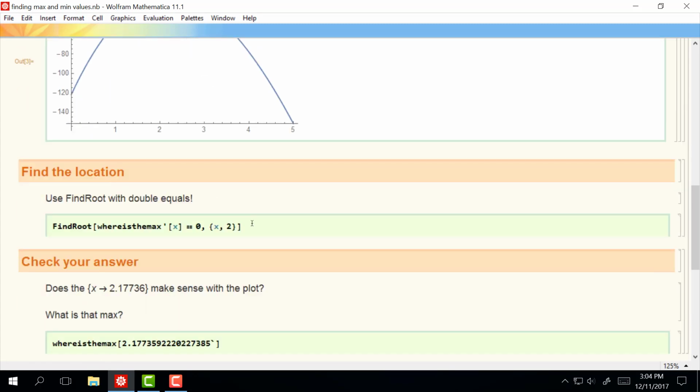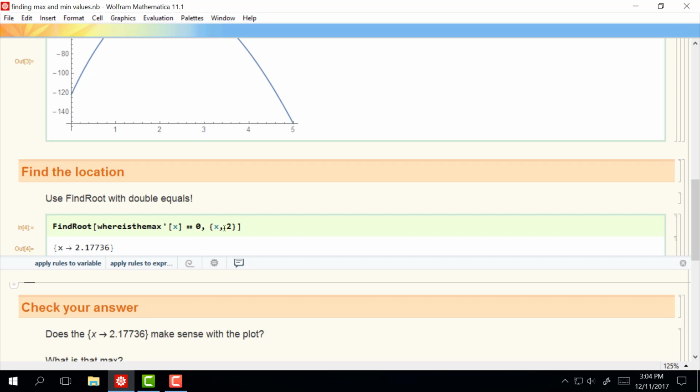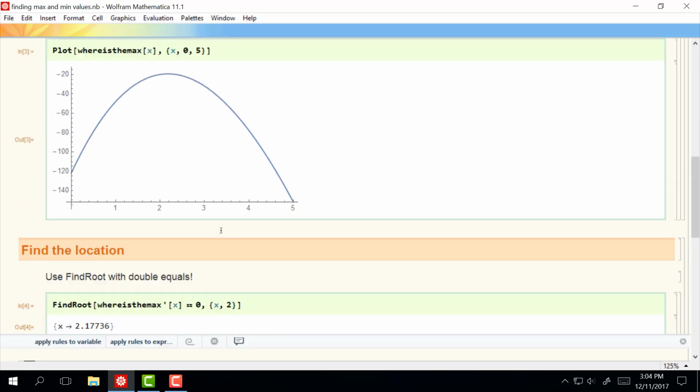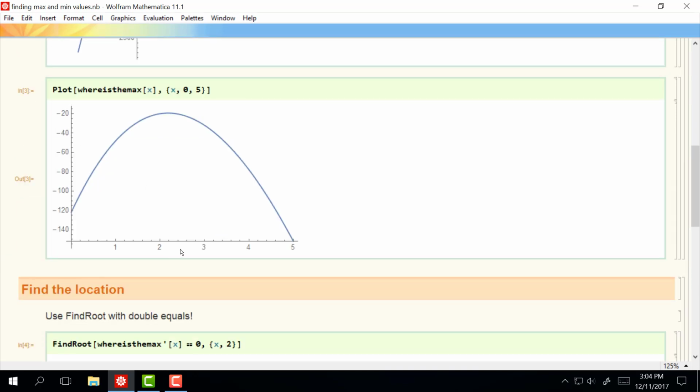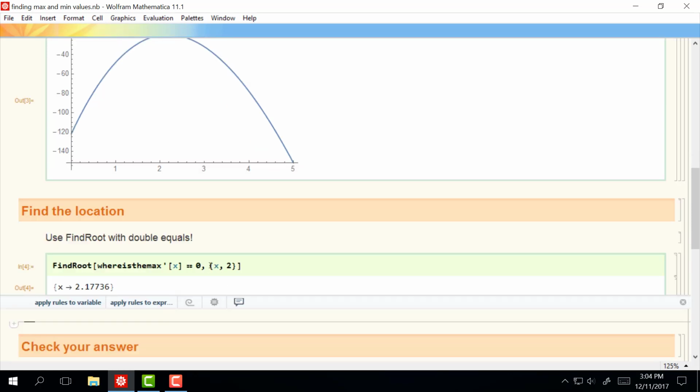So using FindRoot, we can set the derivative to be equal to 0 using the double equals notation, and solve for the input variable along with an initial guess to begin the FindRoot algorithm. From before, we could see from the plot that the max should be near x equals 2, so that was my initial guess here. This is how we input an initial guess for the input variable.